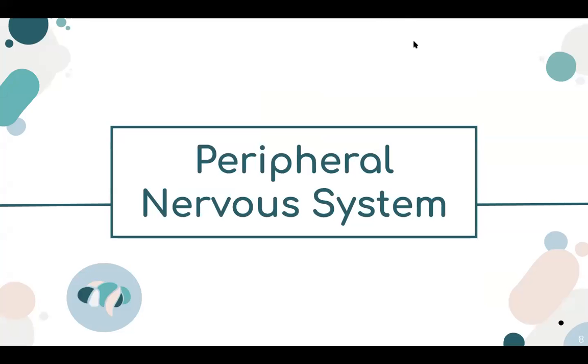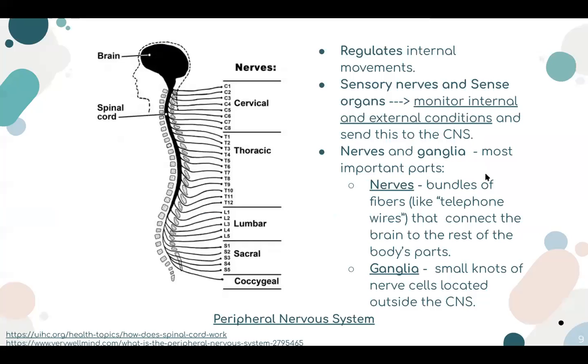Okay, let's get onto the PNS, or your peripheral nervous system. So the peripheral nervous system regulates your internal movements, meaning inside of your body. This can include sensory nerves and sense organs, which monitor internal and external conditions and send this to the CNS for an appropriate response. Your nerves and ganglia are the most important parts.